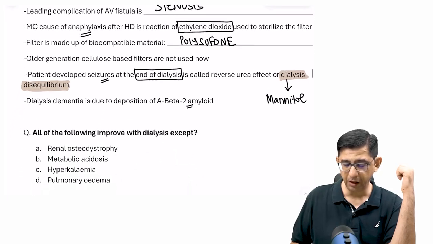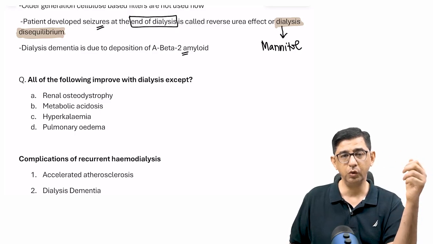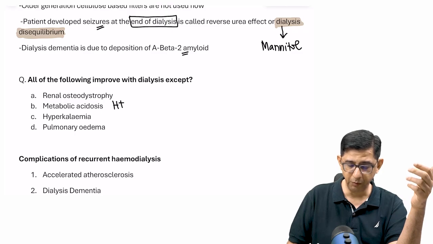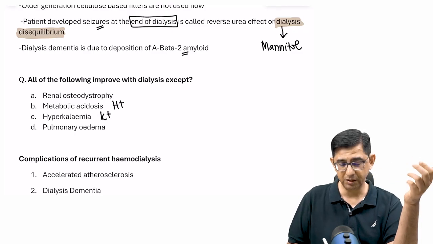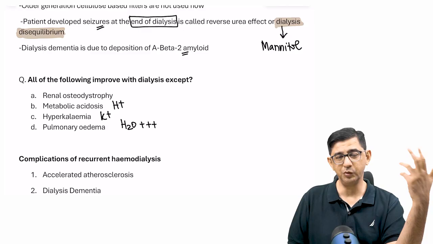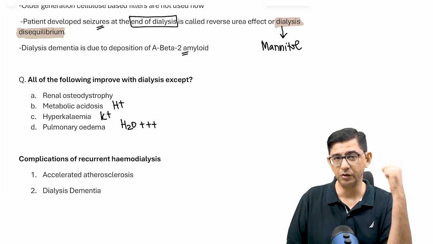Let's do a question here. The question said: all of the following improve with dialysis except. So if I'm doing dialysis in a patient, I can remove excess of protons, I can remove excess of potassium, and I can remove excess of fluid from the body, which is also causing pulmonary edema. These patients have pedal edema, they have pulmonary edema, breathing difficulty you would have noticed in patients of CKD.